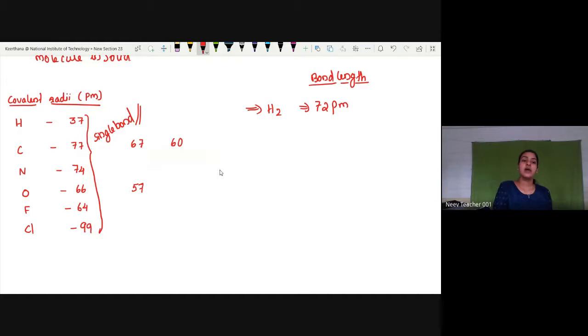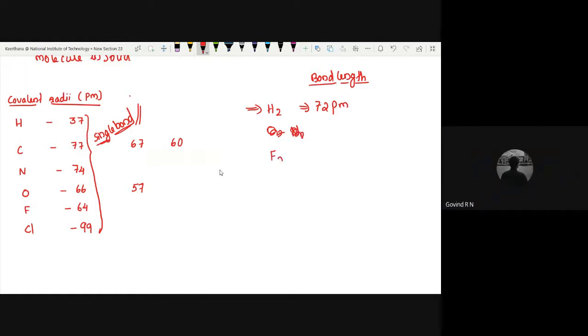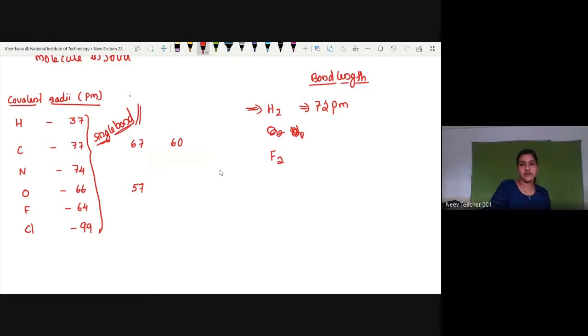These are the covalent radii of carbon, nitrogen, oxygen, fluorine, and chlorine, if they are forming a single bond. For carbon, C2 is not there, and N2 has no sigma bond, so we can't find it. F2, yes. Ma'am, if the bond length is the sum of covalent radii, H2 should be 74, right? Yeah, it's 74 only.